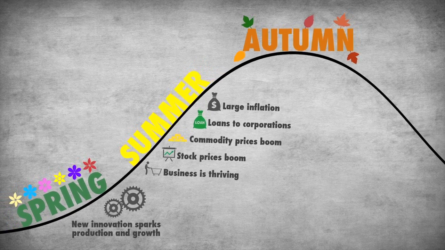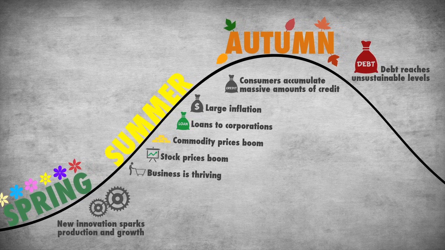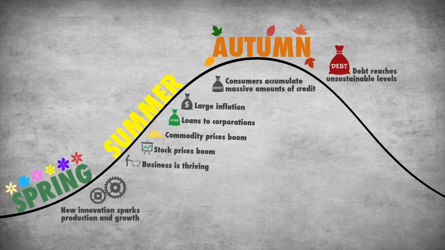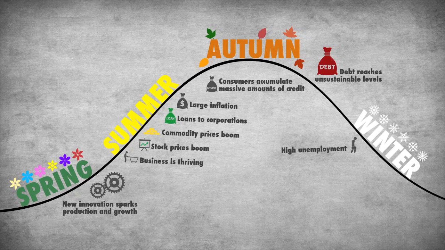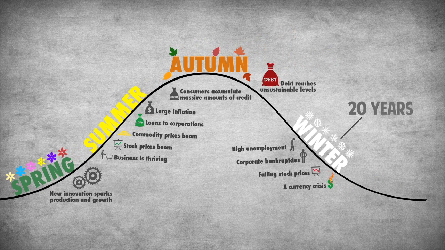In autumn, things start to cool off and there's a period of flat growth. Consumers, still wanting to spend money the way they did in summer, accumulate massive amounts of credit, and debt reaches unsustainable levels. This leads to a decline into winter, marked by high unemployment, corporate bankruptcies, falling stock prices, and a currency crisis. This period lasts about 20 years or so until the next big thing comes along.